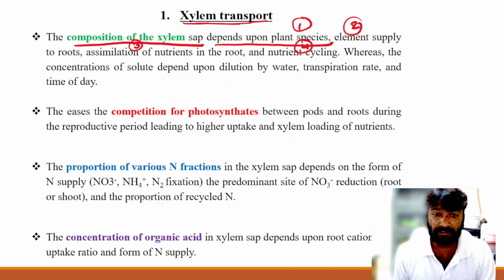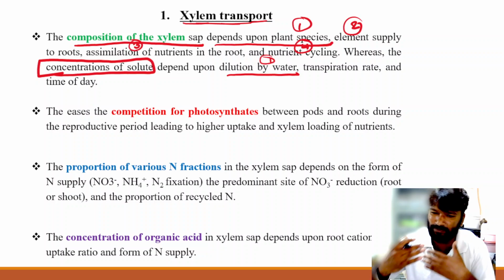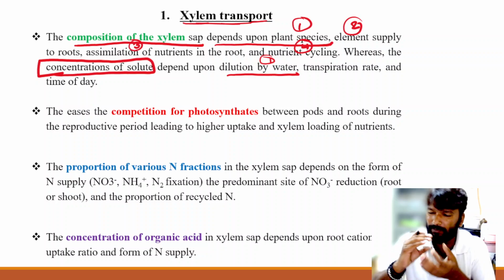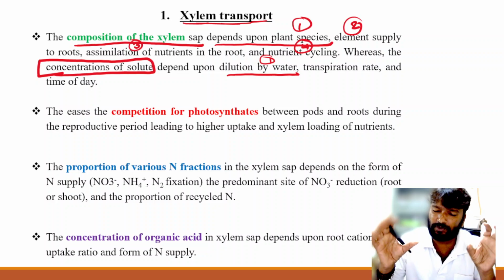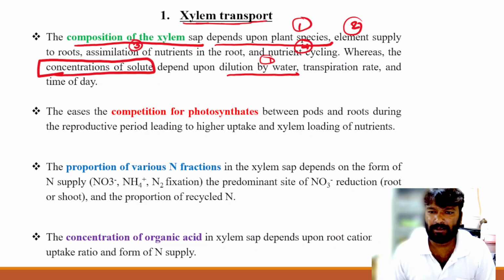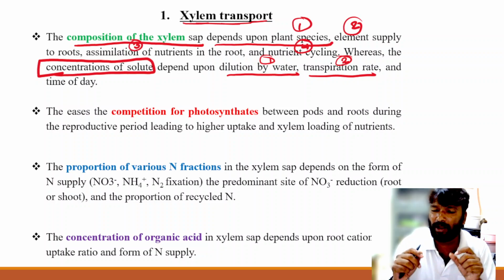Now the concentration of solutes depends on, first, the dilution of water, meaning how much water is present. So if water is less, then the concentration of nutrients or solutes is high. And the second point is the transpiration rate. If the transpiration rate is high, then the concentration of nutrients is also high because the water demand is also high.